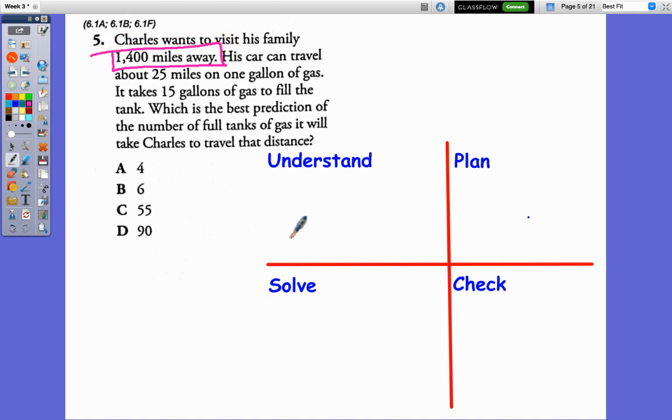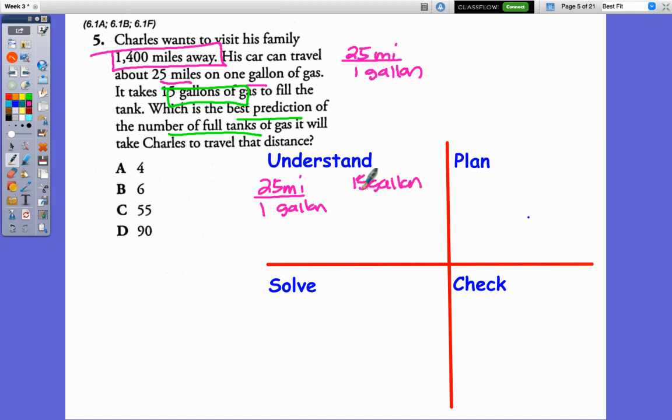We're going to come in here and we're looking at 1,400 miles away. And then he goes 25 miles on 1 gallon, 25 miles per 1 gallon. That's going to be important later. It takes 15 gallons of gas to fill the tank. And I want to know best prediction of full tanks of gas it will take to travel. So first thing we need to know is that whole 25 miles per gallon. There are 15 gallons in 1 tank. I'm going to use a proportion.